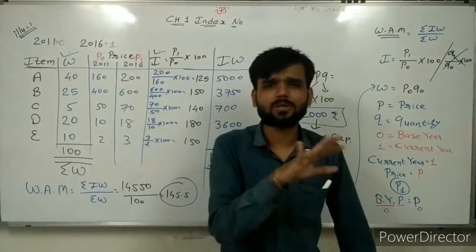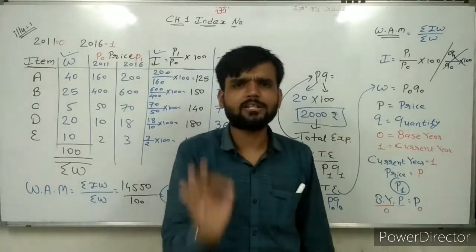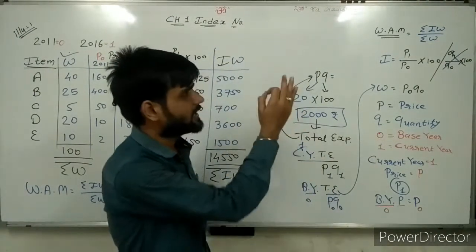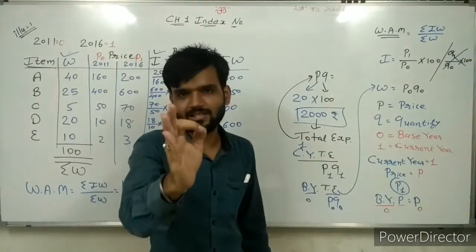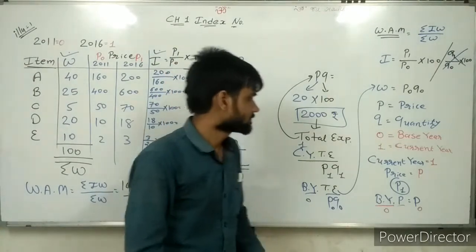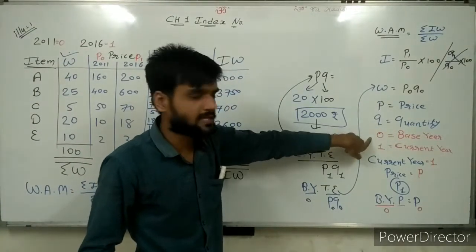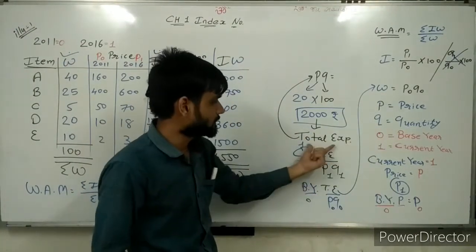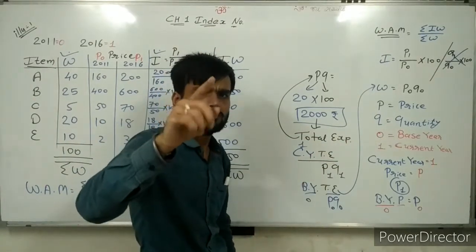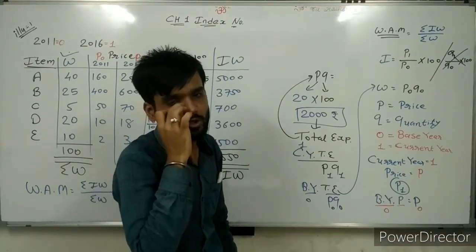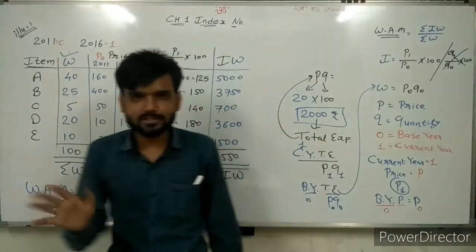Now this sum is 100% completed, and I am confident all of you can solve weighted average method sums very easily. But one thing must be clear to you: P means price, Q means quantity, 0 means base year, 1 means current year, total expenditure means PQ. You must have that knowledge, otherwise you cannot solve sums very easily. So this sum is completed.